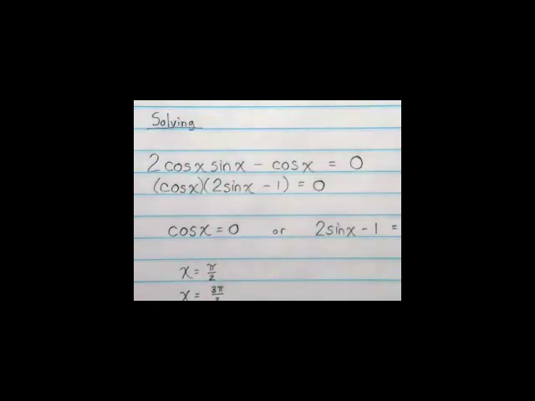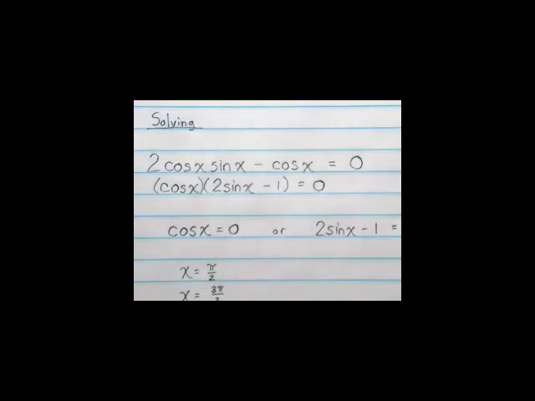Wait, how do you know one of those equals 0? How do I know one of them equals 0? Because I've got a multiplication of 2 things equaling 0, so one of the 2 of them has to be 0 to make that come out to 0. So what about that second one? 2 sine x minus 1 equals 0.